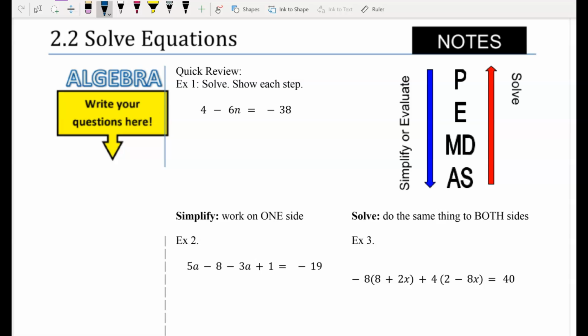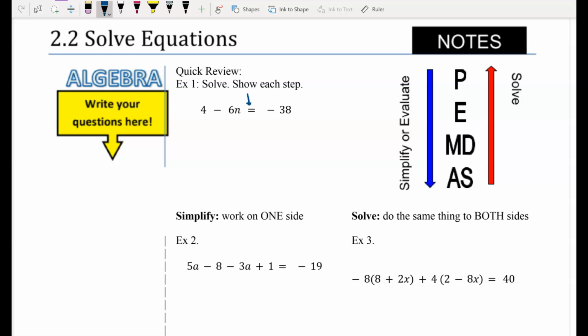In lesson 2.2, we're going to solve equations. Now, equations are different than expressions. Equations have an equal sign in the original problem. So if I look at example 1, this is an equation because it's been given to me and there's my equal sign right there. Expressions don't have an equal sign when they're first given to you.